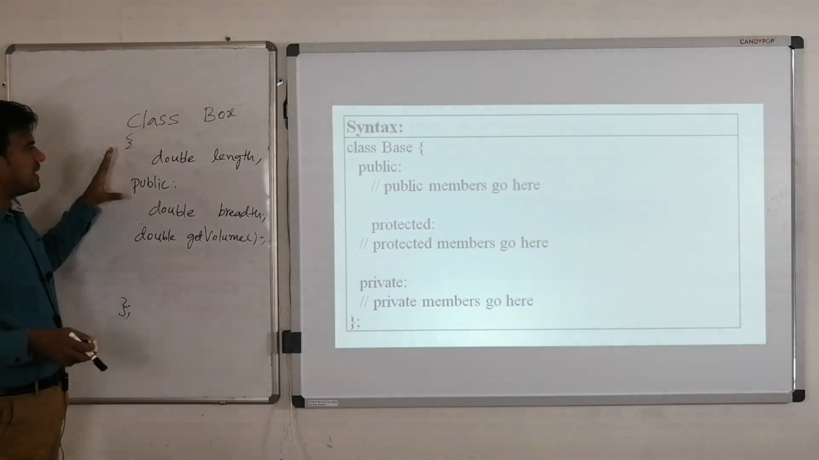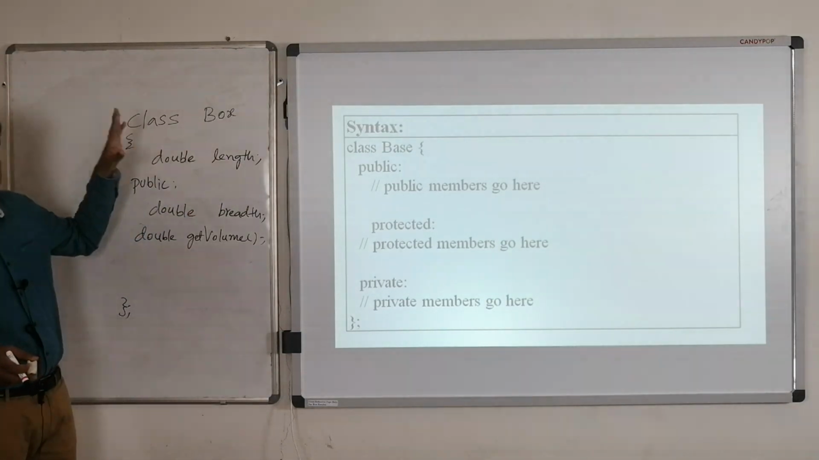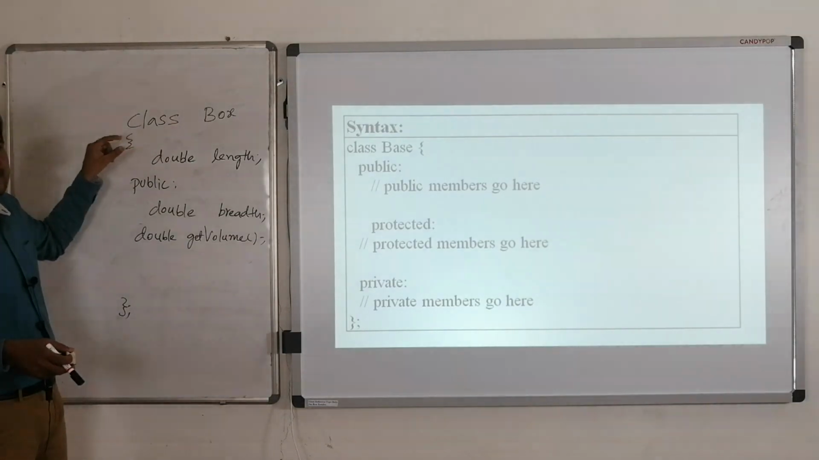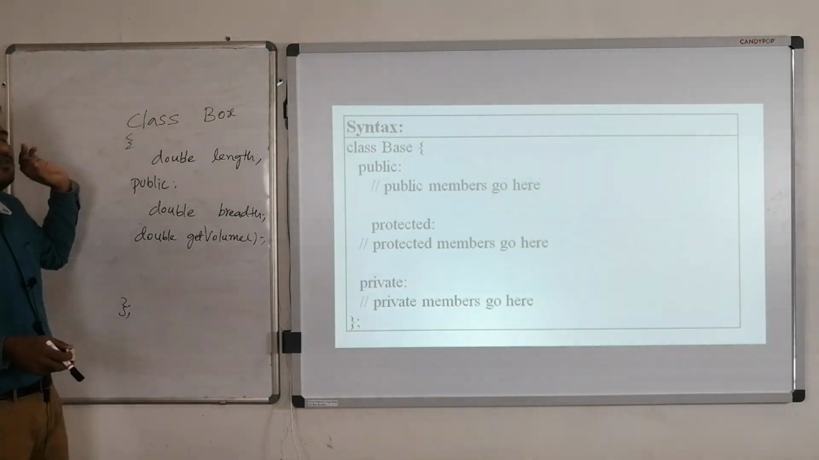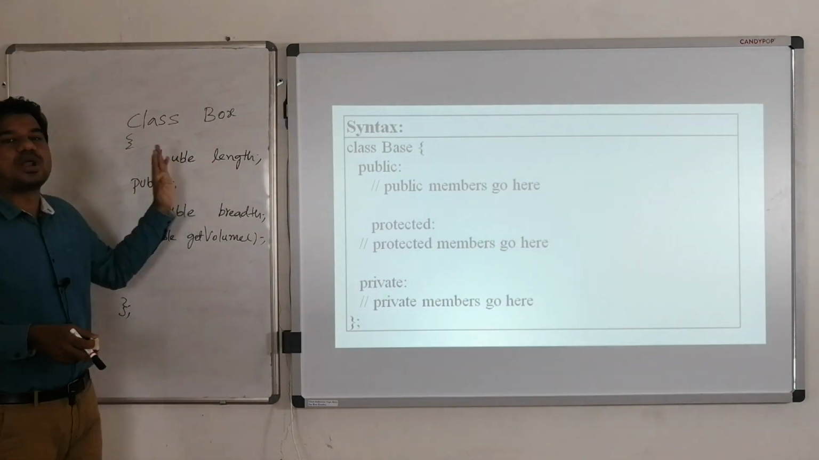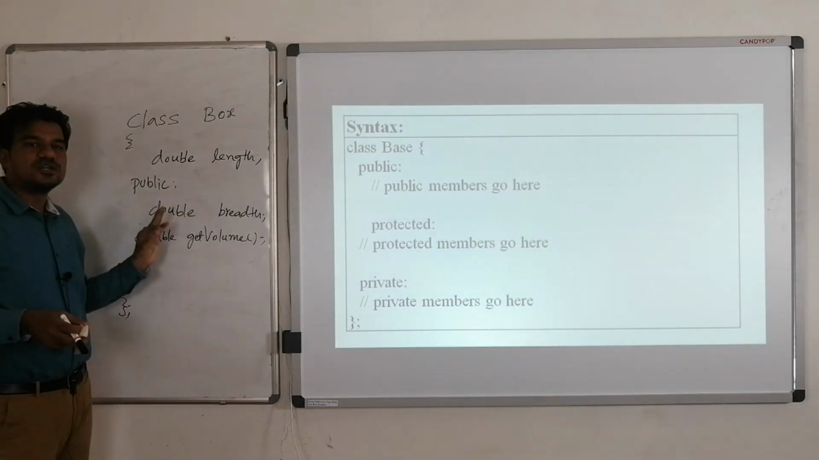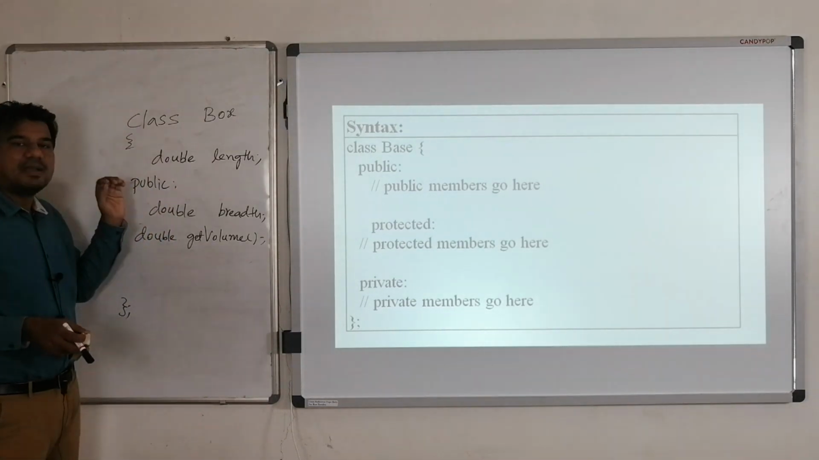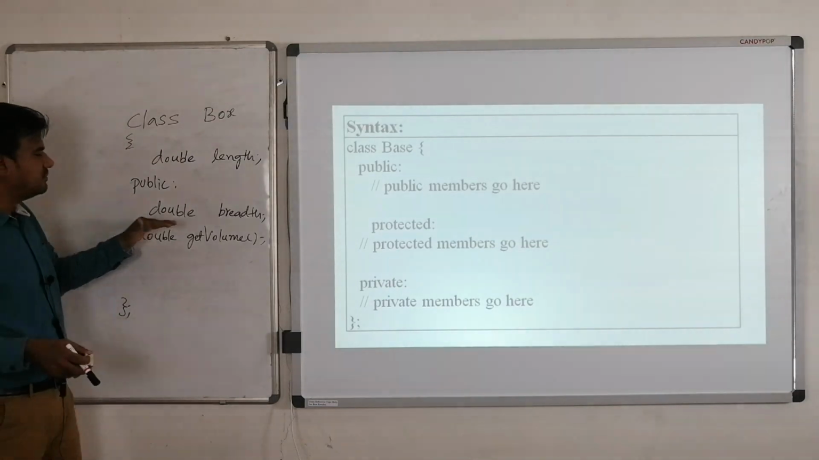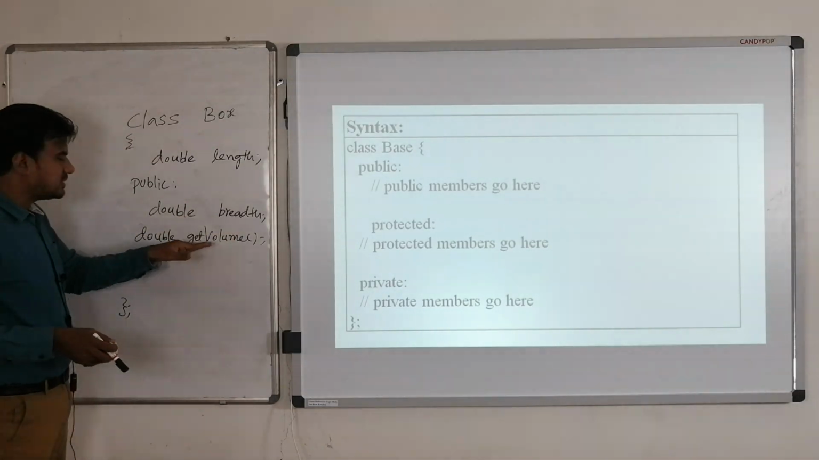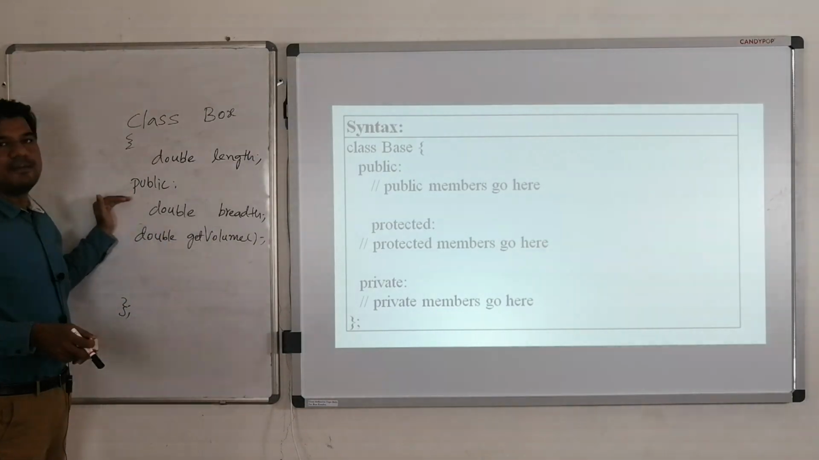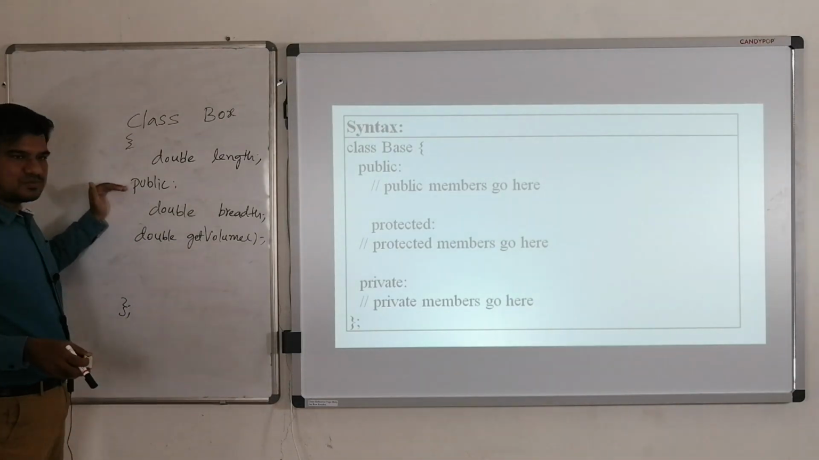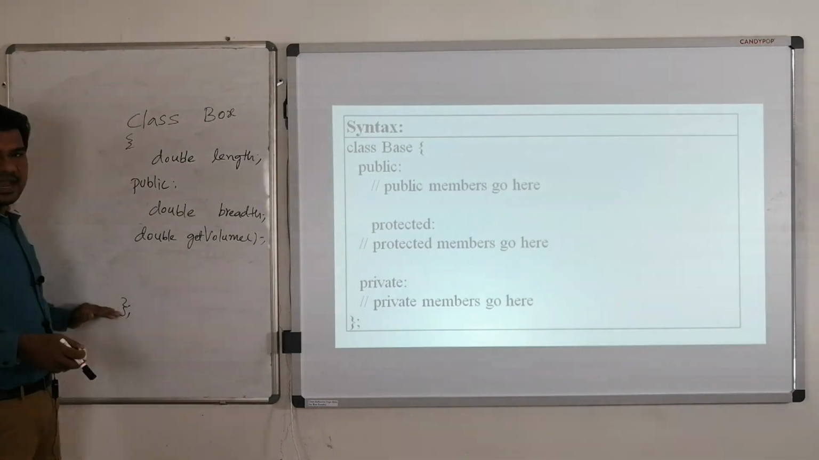So for this class, this length data member will become private. Even though you are not specifying any access modifier over here, by default the compiler will consider the access modifier as private. So that you have to remember. If you are not specifying any access modifier, by default the access modifier will be private. Next, public I am declaring a data member, and this get volume member function will also have this public access modifier. So here the public access modifier scope will start and here it will end.